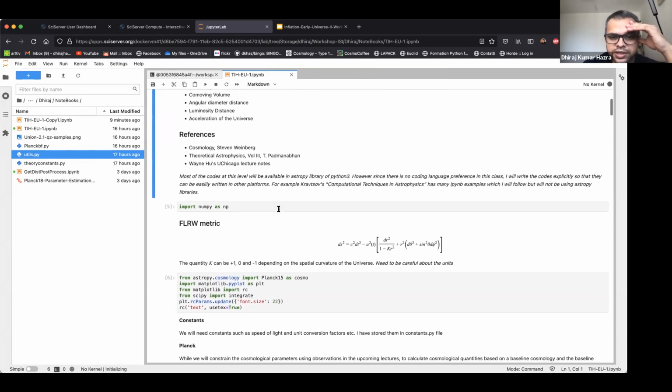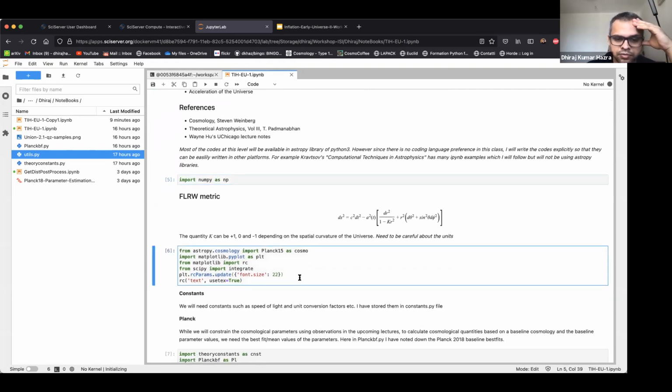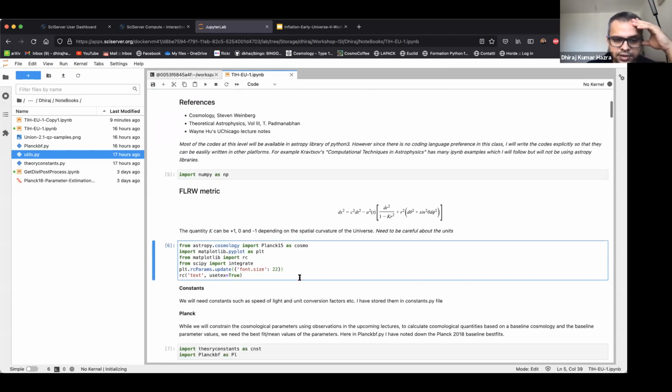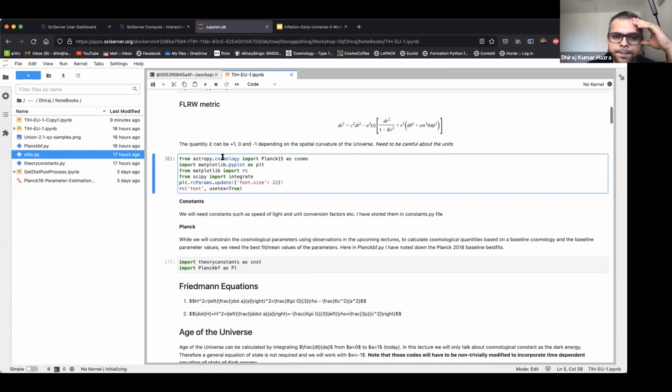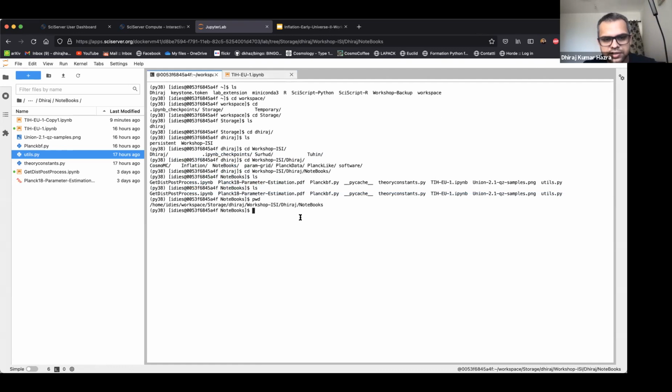Yes. So here, all the functions are written explicitly so that you will be able to use them whenever you want. All right. So this line is not needed. For example, from astropy.cosmology import Planck15 as cosmo means that you are using Planck 15's best fit values. All right. Let me then show you the content.